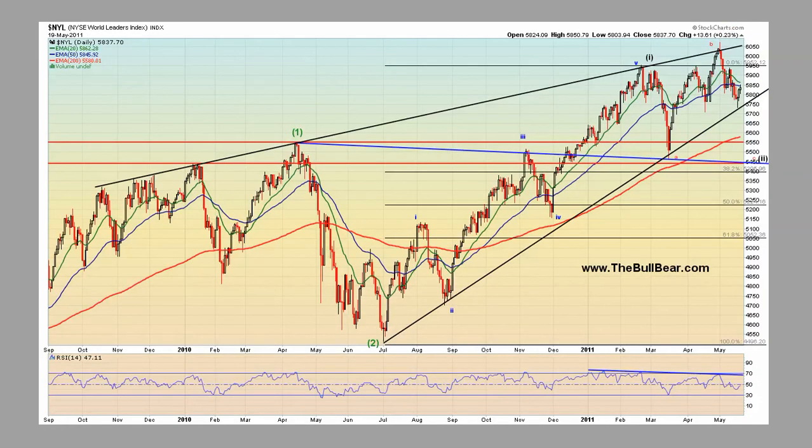The New York World Leaders Index is sort of an index of the big cap stocks of the world. It shows a similar pattern. You've got basically a rising wedge with lots of touches on both sides, and it looks like the same thing: A, B, and starting C. Also below the 20 and the 50-day moving average, which are turning down. A similar setup. You've got declining RSI here since February.